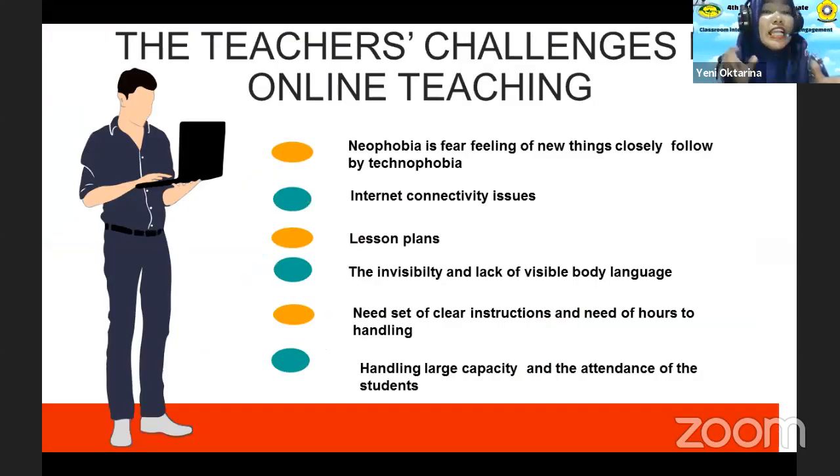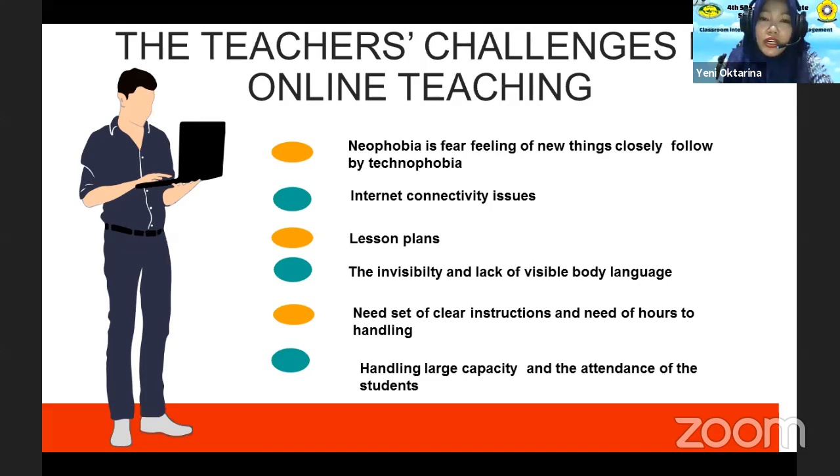Now, we relate the challenges for the students to the teachers' challenges in online teaching. Number one is neophobia. Neophobia is the fear of feeling the new thing. It's related to technophobia. Why? I think not all the teachers can use the technology. Right now, Zoom and Skype, even though Skype was found a long time ago, are new things for us to do virtual conferences.